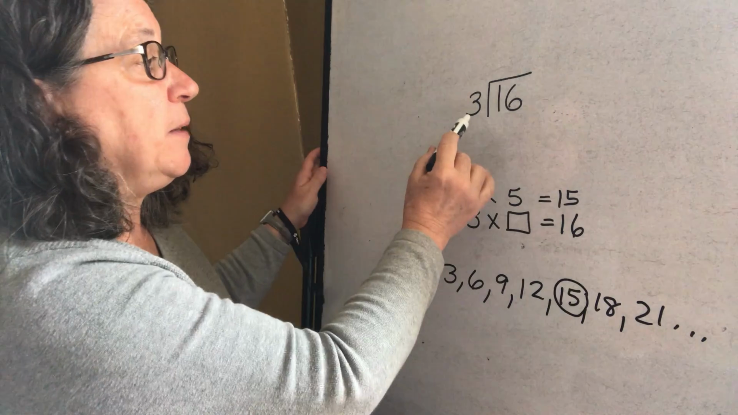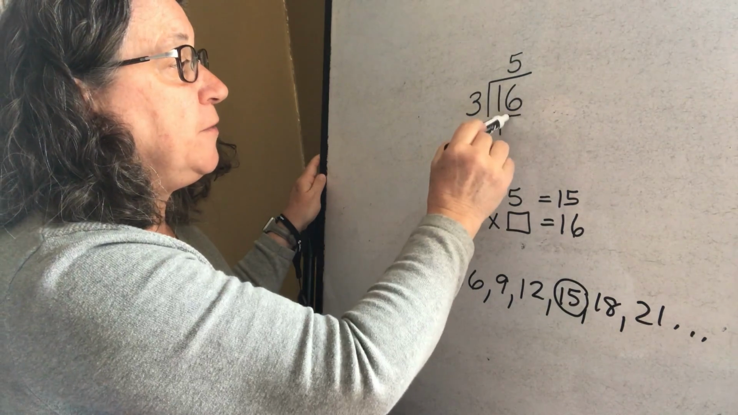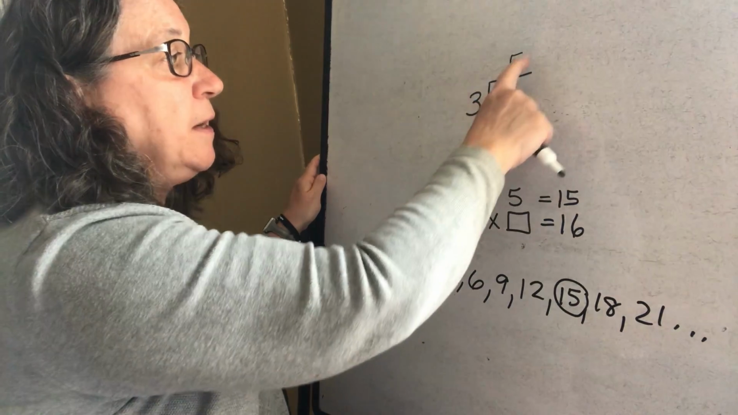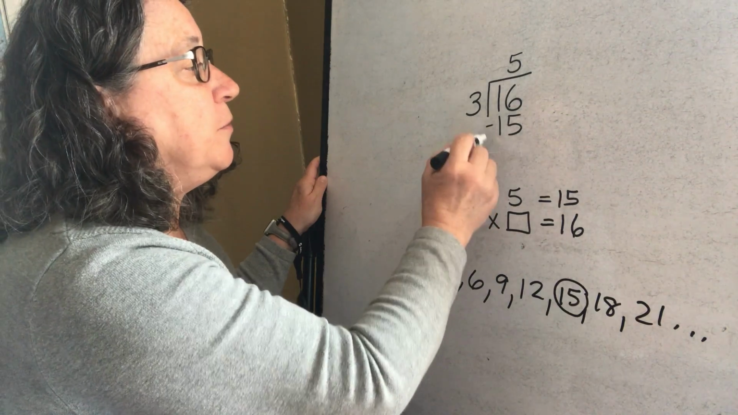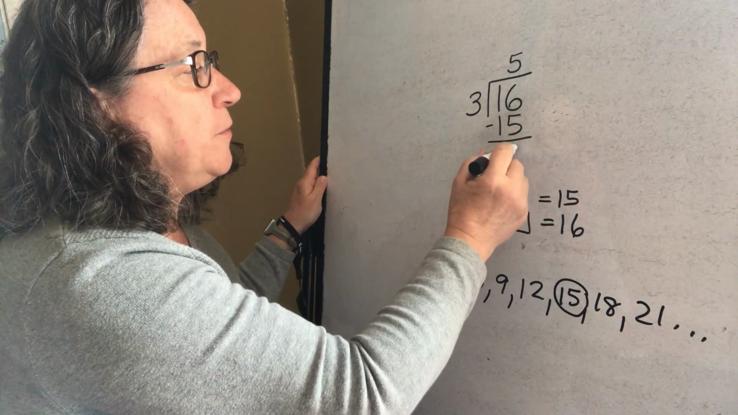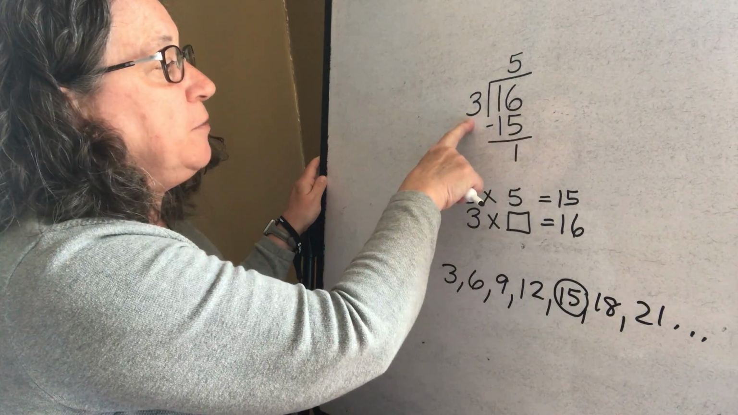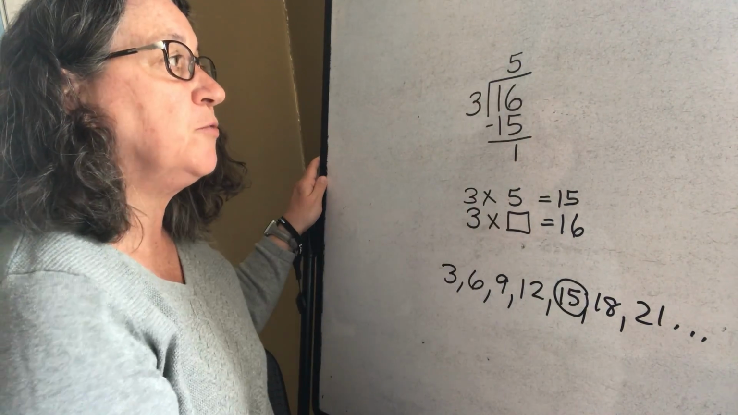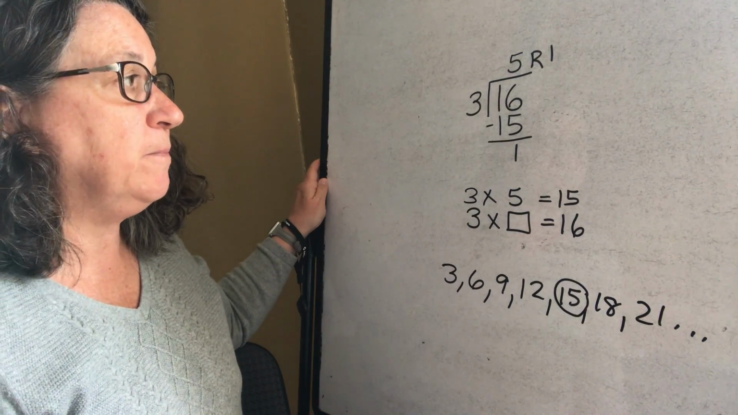And this is how we write it up here. 3 times 5 is 15. And then I need to find out how many are left over. 16 take away 15 is 1. So if I have 16 chairs in 3 rows, there will be 5 chairs in each row, and there will be 1 leftover chair or a remainder of 1.